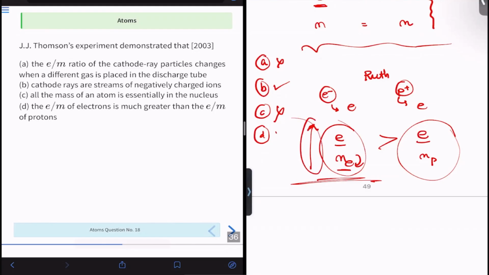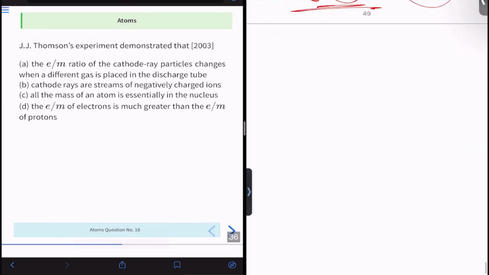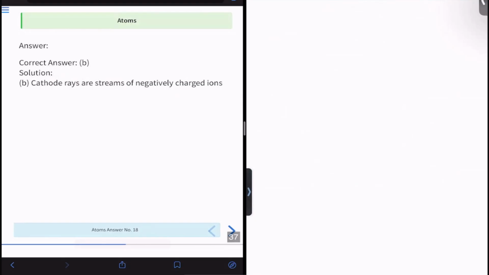So option D is also wrong because, although it is correct that the e/m ratio of electrons is much greater than that of protons, this was given by Rutherford again, not by J.J. Thomson. J.J. Thomson only told that cathode rays are a stream of negatively charged particles. That's it. So with this, I'll move to question number 19.